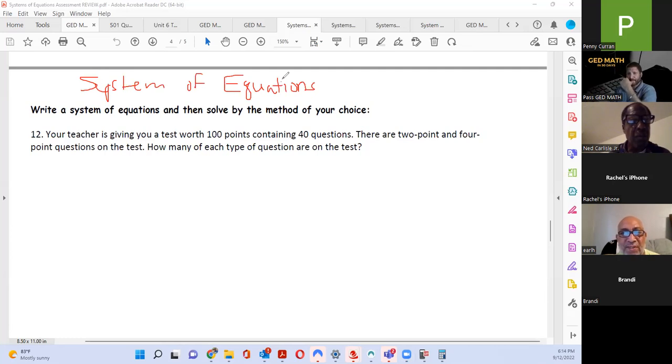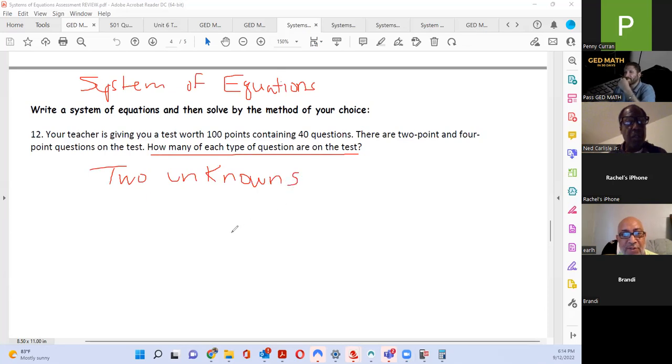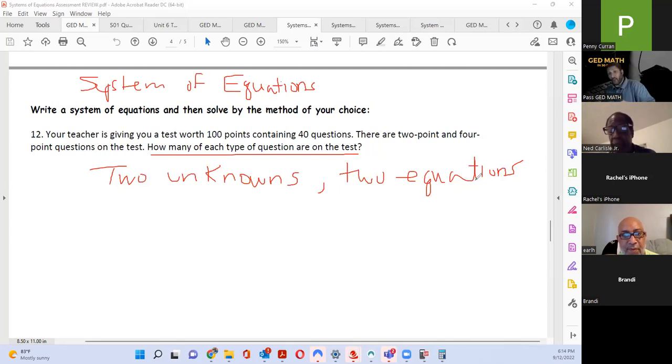You have two problems, two equations. You've got the 100 and the 40. You've got the 2-point and the 4-point questions. So you have 2 unknowns and you have 2 equations. The first thing to remember is that a linear equation can have 1 variable, and a linear equation can have 2 variables. So one of the first steps is identifying your two variables.